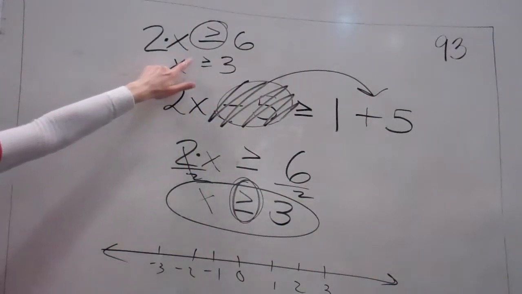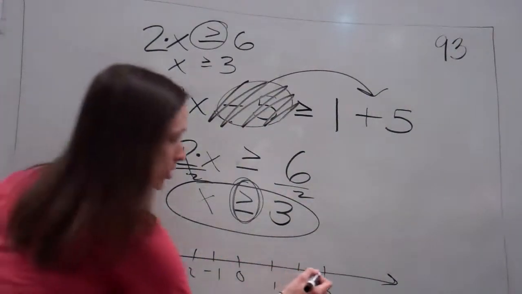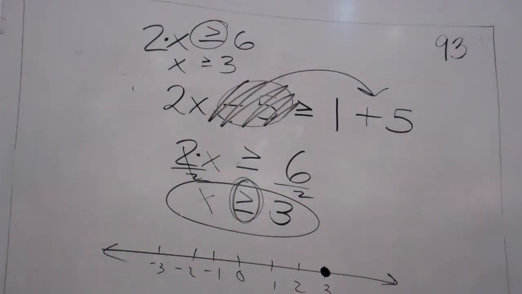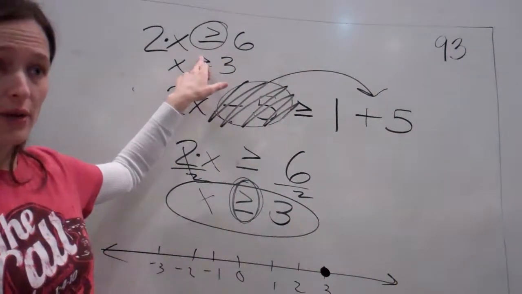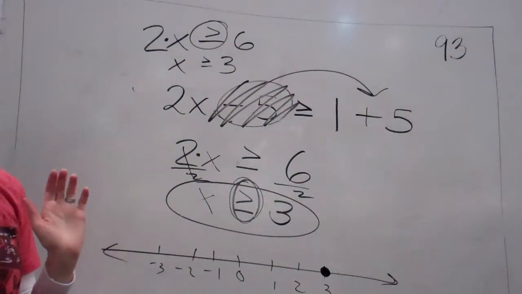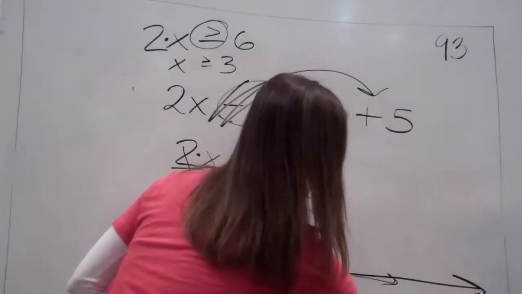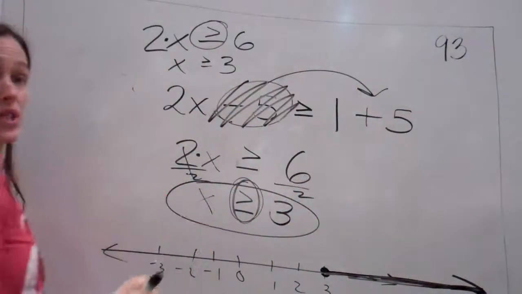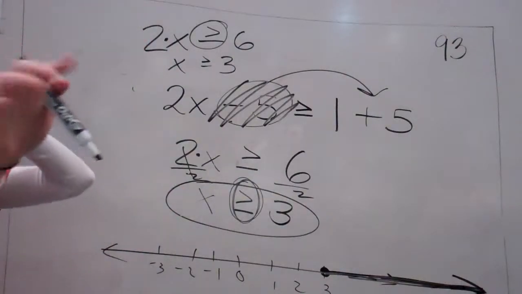So this is our answer, and now we have to graph it. But it's not just x is greater than 3, it's also x is equal to 3. So I'm going to put in an equal. Y'all remember that you're supposed to fill in the circle because it's equal? And if I'm going to show x is greater than 3, which way am I going to go with my arrow? To the right, because it's greater than 3. Do you have to divide 6 by 2 to get 3? Yes. Let me show you this real quick.